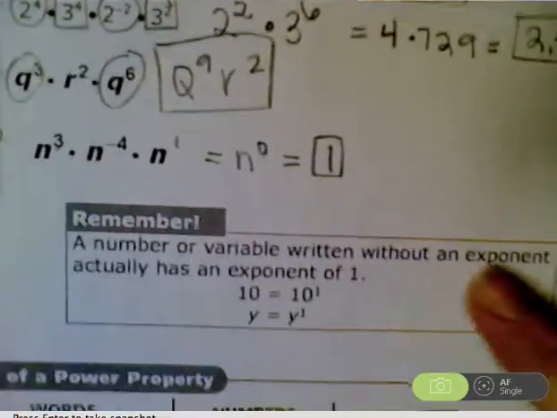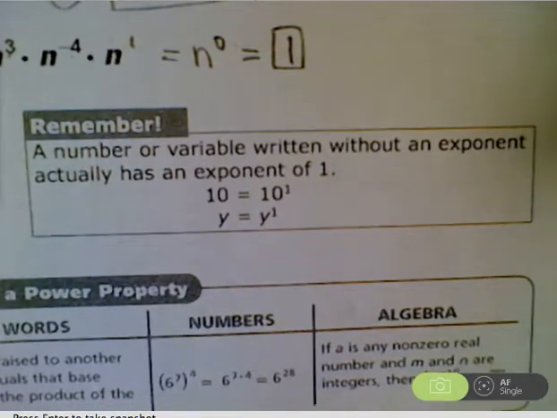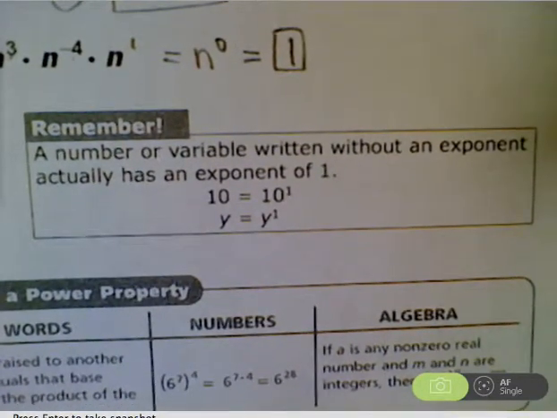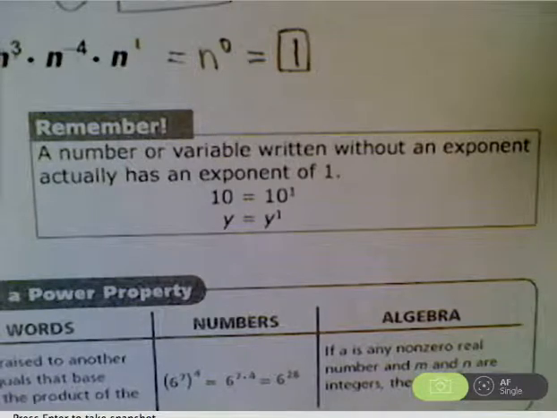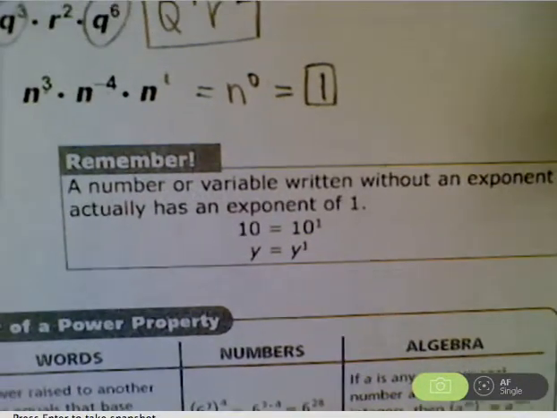So pay attention to this box right here. It just goes over what we just said. It says a number or variable written without an exponent actually has an exponent of 1. Okay, that's the first property.